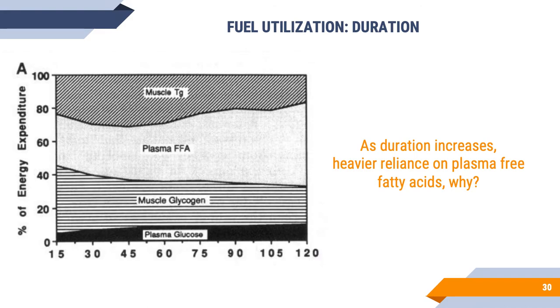So now thinking about fuel utilization at different durations of exercise, we have to see that at the onset of exercise, we have a greater reliance on muscle glycogen or glucose. But as the exercise intensity or duration progresses, our reliance on plasma free fatty acids increases. This is because as exercise duration progresses and steady state is achieved, we're able to produce the energy we need through aerobic metabolism and the production of ATP through fat breakdown.